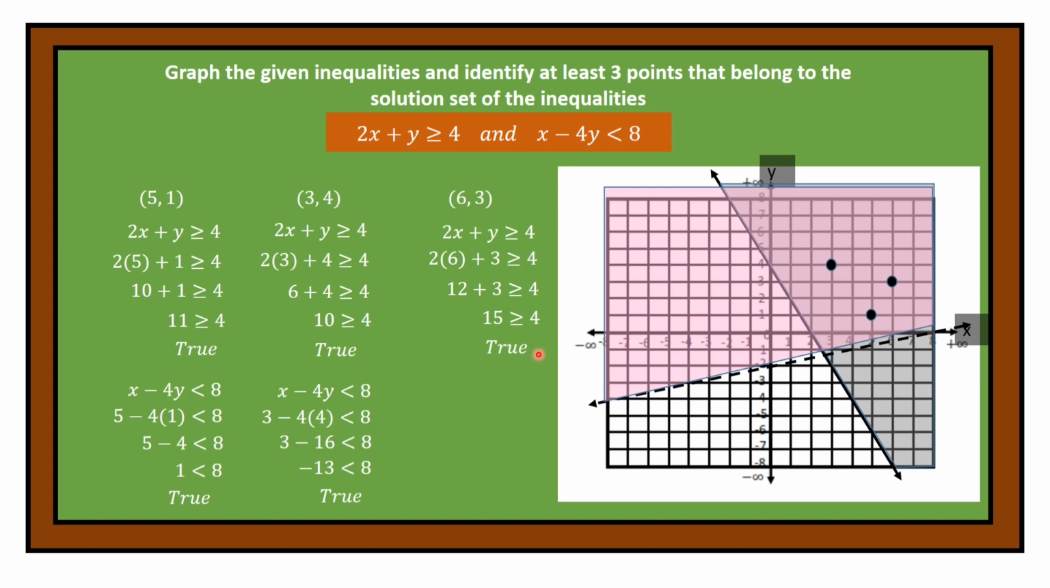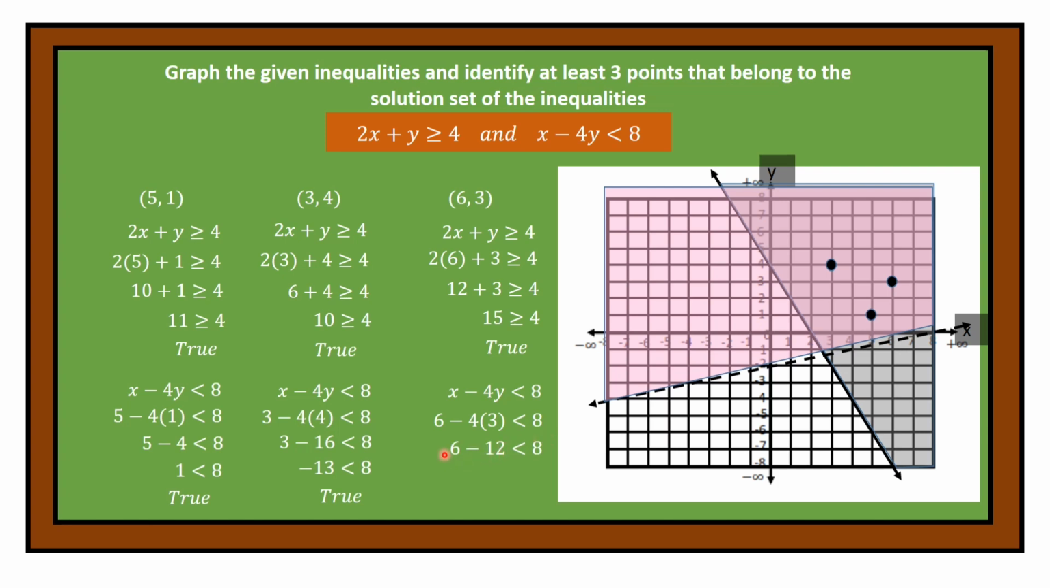So this statement is true. Okay? So again, (6, 3) will be substituted into our second inequality, which is x minus 4y is less than 8. So x will be replaced by 6, then copy minus 4, and y will be replaced by 3. And then copy is less than 8.